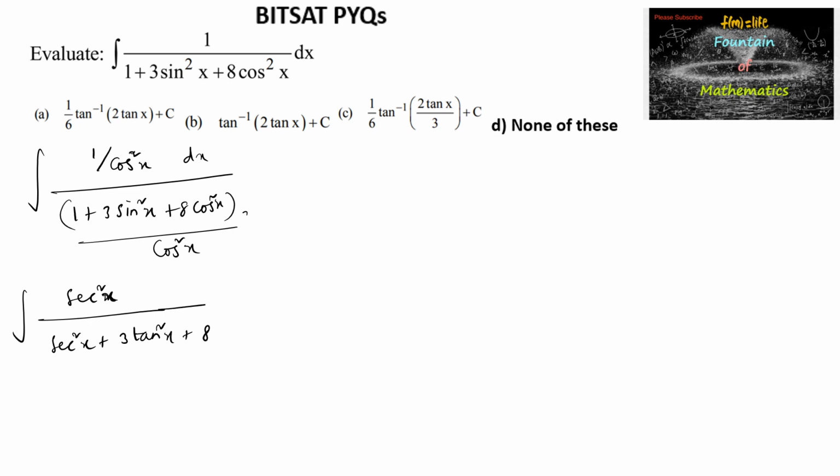Again we can convert sec²x as 1 plus tan²x, because sec²θ minus tan²θ is 1. So we can write the integral of sec²x upon (1 plus tan²x plus 3 tan²x plus 8) dx.